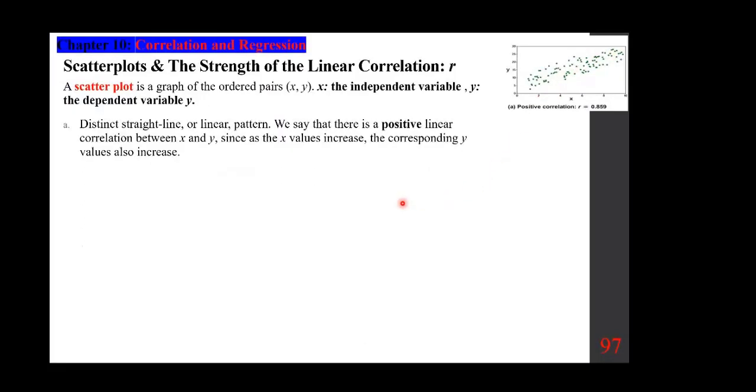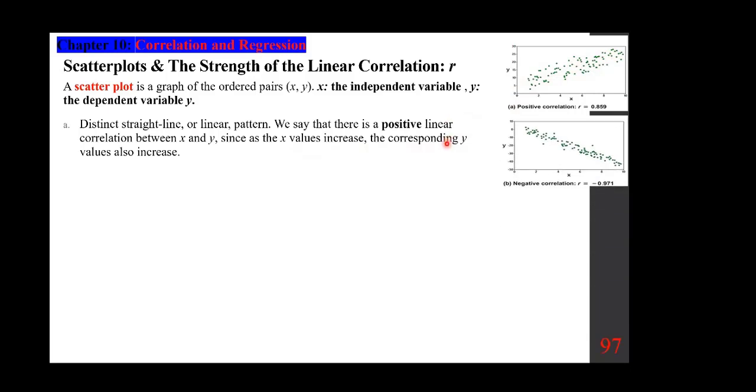Distinct straight line or linear pattern. We say that there is a positive linear correlation between X and Y. As X increases, so does Y. So we can clearly see that.